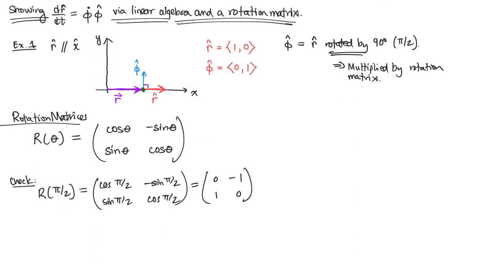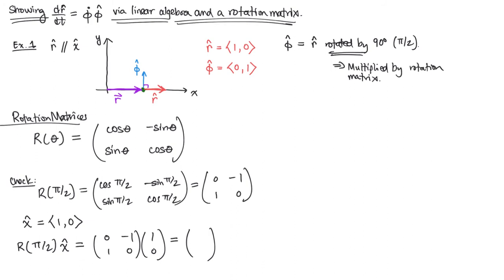Okay, so let's see if that's true. If I have the x hat unit vector, which is 1, 0, and I multiply that by a 90-degree rotation, I would expect to get the y hat unit vector, just like we did up above. Is that really true? So let's see. Our rotation matrix claims to be 0, minus 1, 1, 0, and our x hat unit vector is a column vector 1, 0.